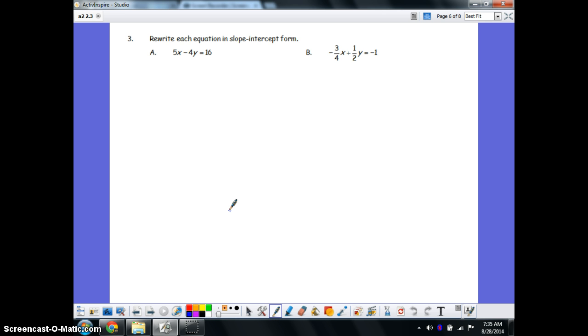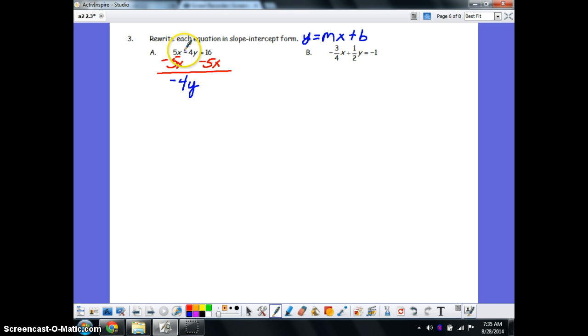So to get these in slope-intercept form, remember slope-intercept form looks like this. We have to get the y by itself by moving everything else. So first thing we're going to do in these problems is move that x term. In the case of example A, we're going to move the 5x by subtracting it. We want it to cancel out. Okay? So when we do that, the 5x's cancel, so we are left with negative 4y.